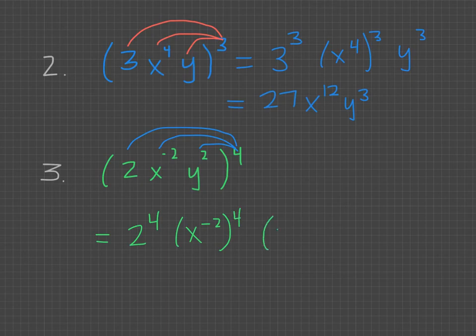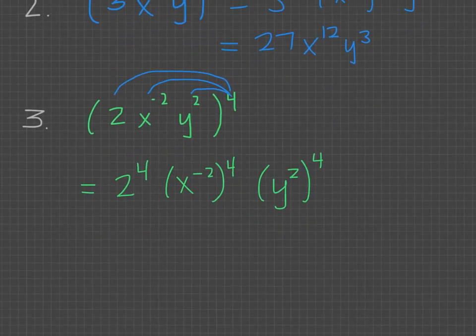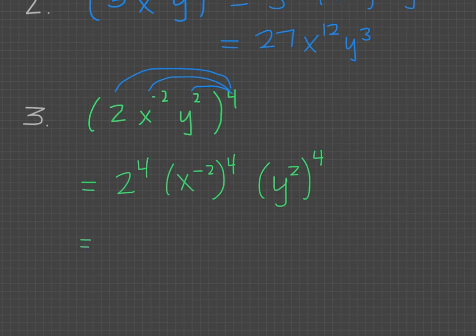Same thing here with the y squared. I'm going to say that y squared, that whole thing has this exponent of 4. Okay, not quite done. 2 to the 4th, we can evaluate that. 2 times 2 is 4, times 2 is 8, times 2 is 16. And we've got an exponent to an exponent on the x, so negative 2 times 4, that's going to give us x to the negative 8.